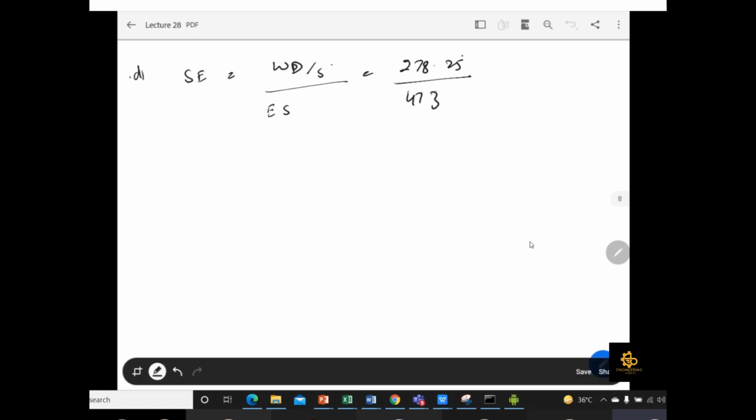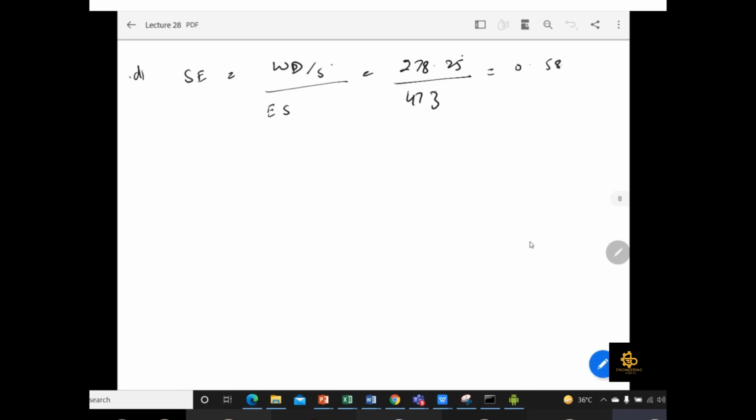If this data is not given, then we have to use the enthalpy values to find it. But in this case, it is given in the problem statement as 473, so we can directly use this figure, and it will be equal to 0.588, which is 58.8%.